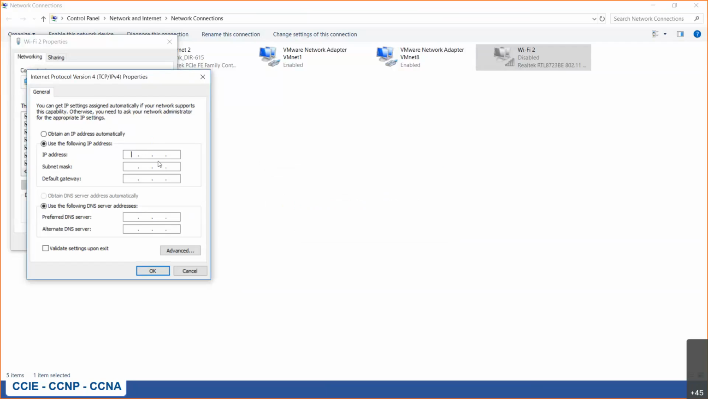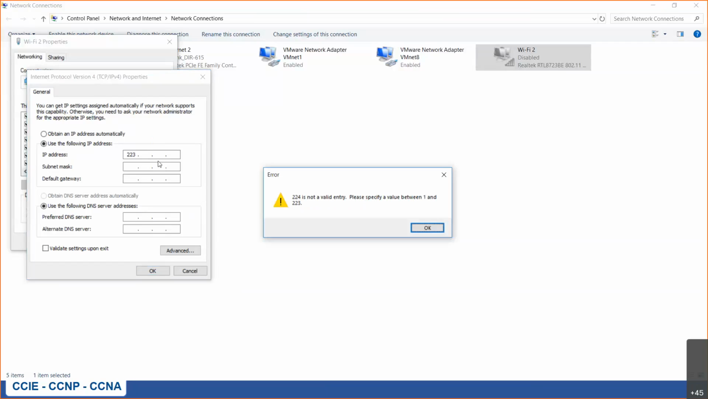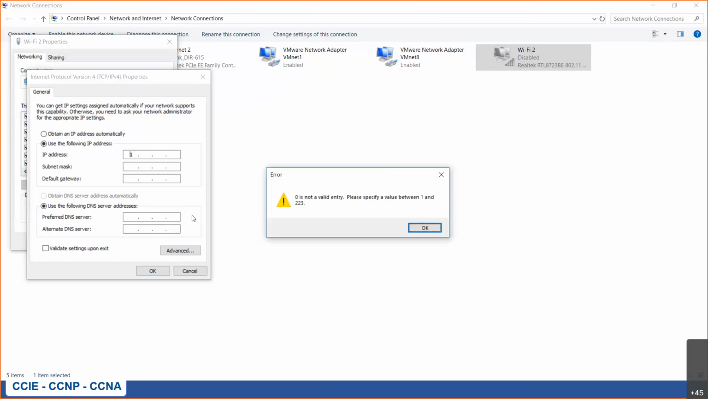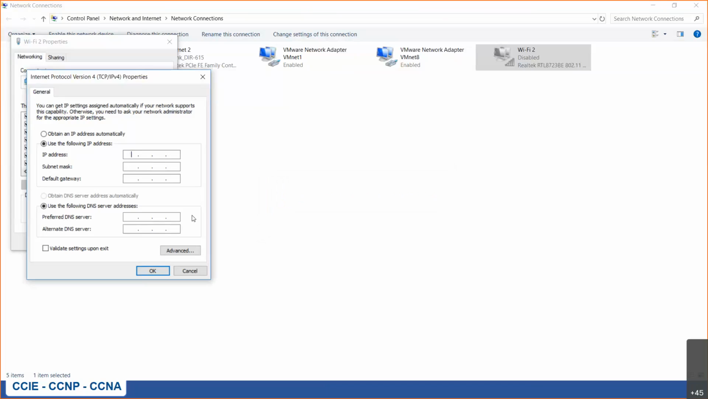Even if you try to use 224, again there is an error: 224 is not a valid entry. We can't use 0 also. If we use 0 dot, 0 is also not valid. So what are the valid IP addresses? 1 to 223, except 127.